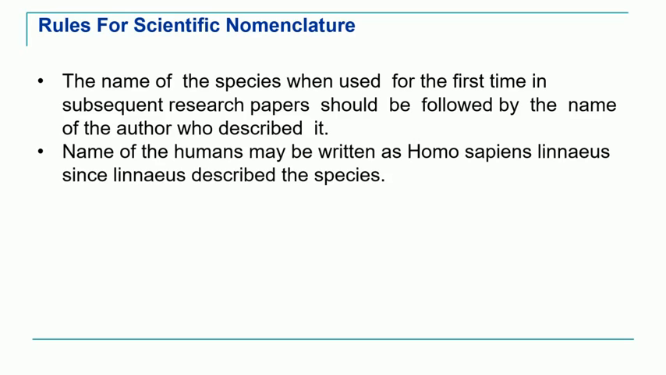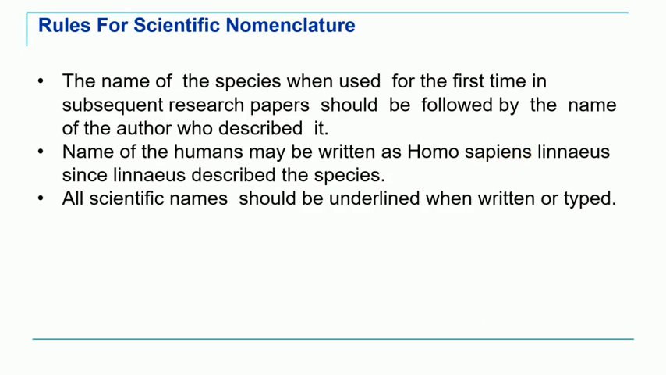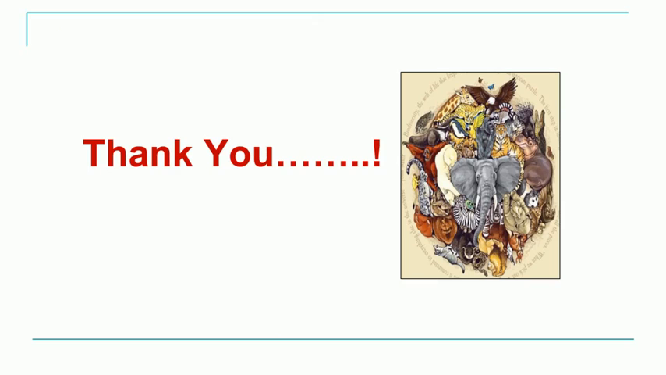So the name of the human may be written as Homo sapiens Linnaeus, because Linnaeus was the first who described this species. All scientific names should be underlined when written or typed. So when you are typing it or writing it, it should be underlined. All these are the basic rules of nomenclature.